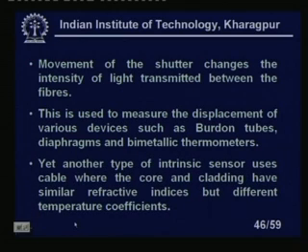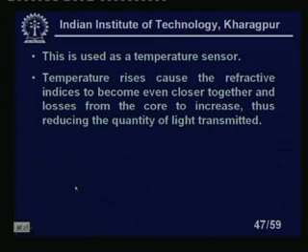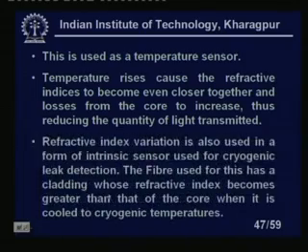So, yet another type of intrinsic sensor uses cable where the core and the cladding have similar refractive indexes, but different temperature coefficients. This is used as a temperature sensor. Temperature rise causes the refractive indexes to be even closer together and losses from the core to increase, because if the refractive index is almost the same, there will be more and more loss to the cladding, as there will be no total internal reflection. Thus the quantity of light received at the receiving end is reduced.